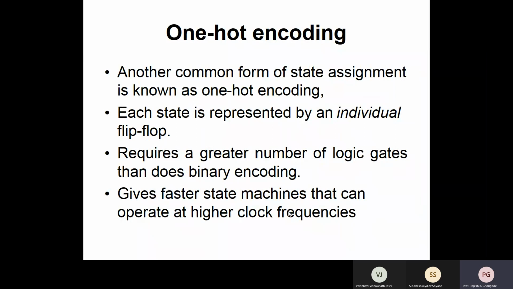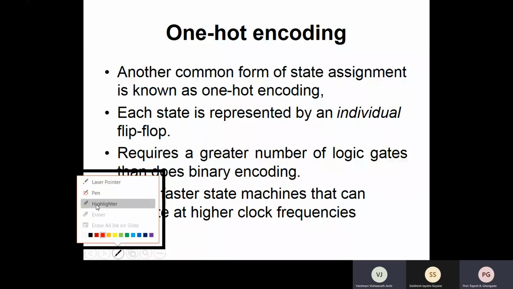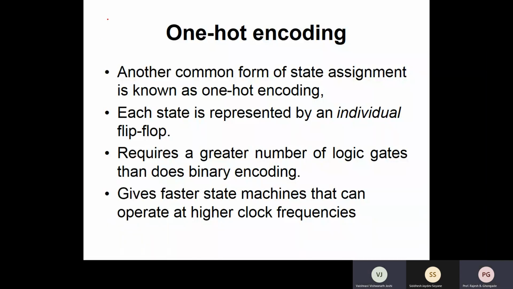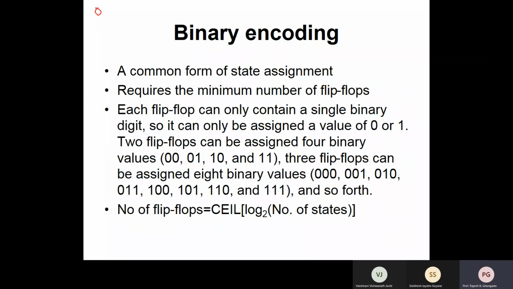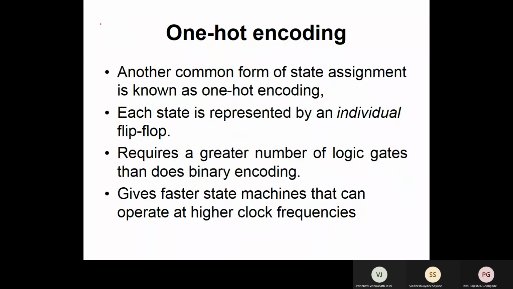So what is one hot encoding then? If you have four states, how many flip-flops will be required? Four flip-flops. And how will you represent them? Each state by each flip-flop. Yes. So how do you do that? In the earlier situation you had 0 0, 0 1, 1 0, and 1 1, and each one of them was giving you a single state. In the case of one hot encoding, what would be the scenario?